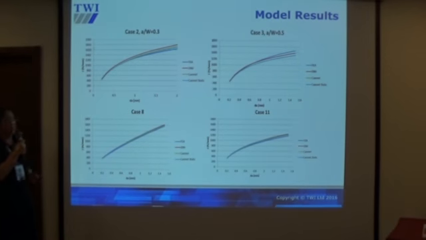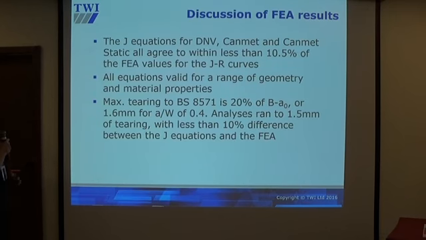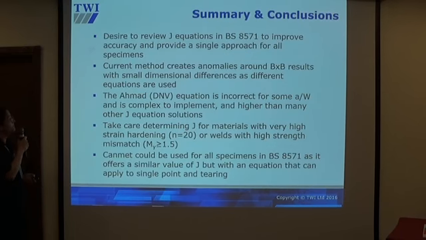I'm not going to put up all 11 cases, but in all examples there was some divergence for some materials, some specimen types, but we could conclude that all of the J equations were within about 10% of the predicted one, up to the maximum tearing that would be permitted in the standard. So again, that seems to be agreeing with the experimental comparison with the single point results.